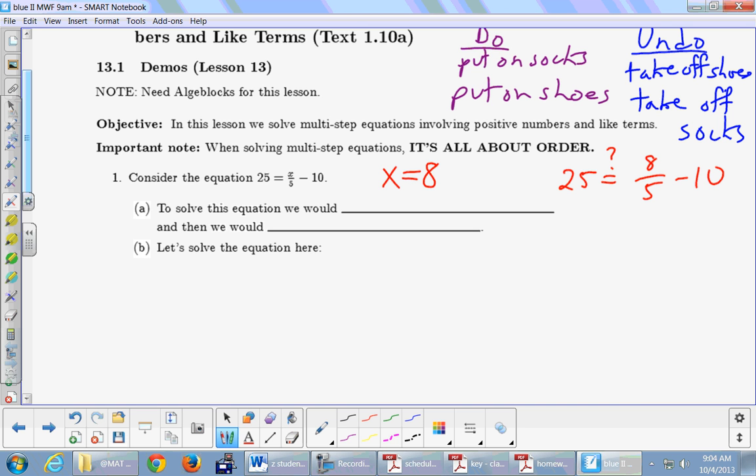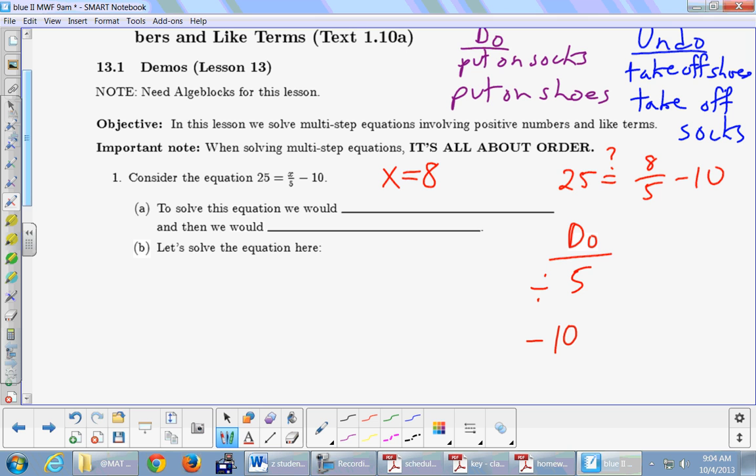But how would we verify? Well, what's the first thing you would do to the 8 if you were doing the arithmetic over here on the right? You'd divide it by 5, right? So the first thing we would do is divide by 5, yes? And once you've divided by 5, what would you do? You'd subtract 10. Subtract 10, yes?